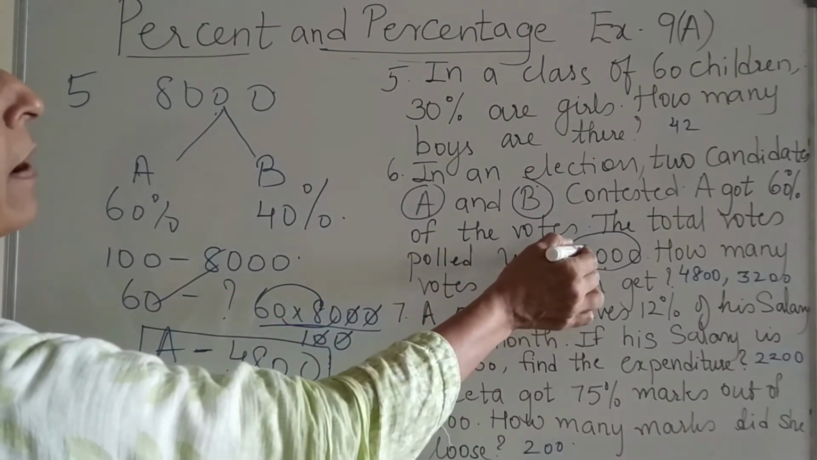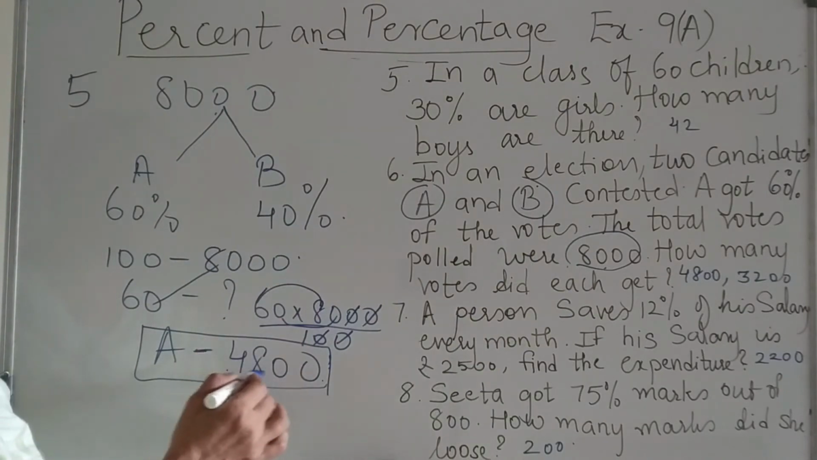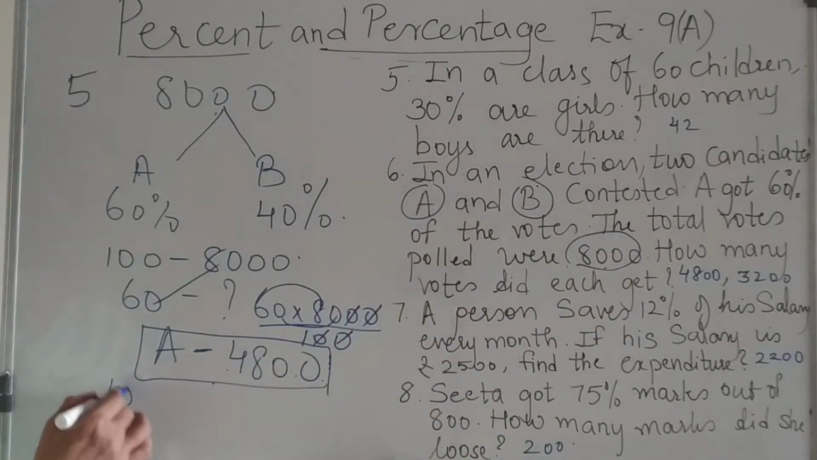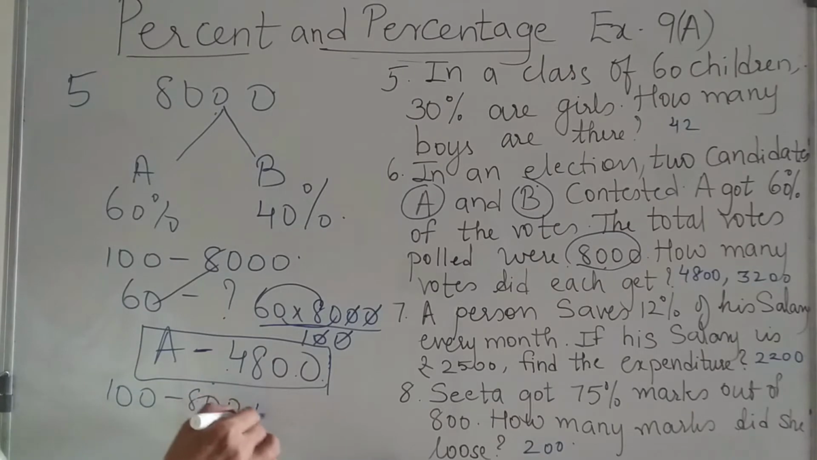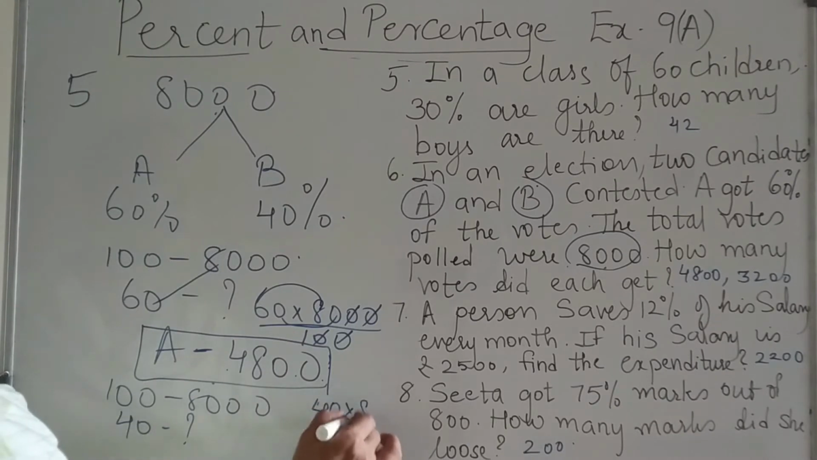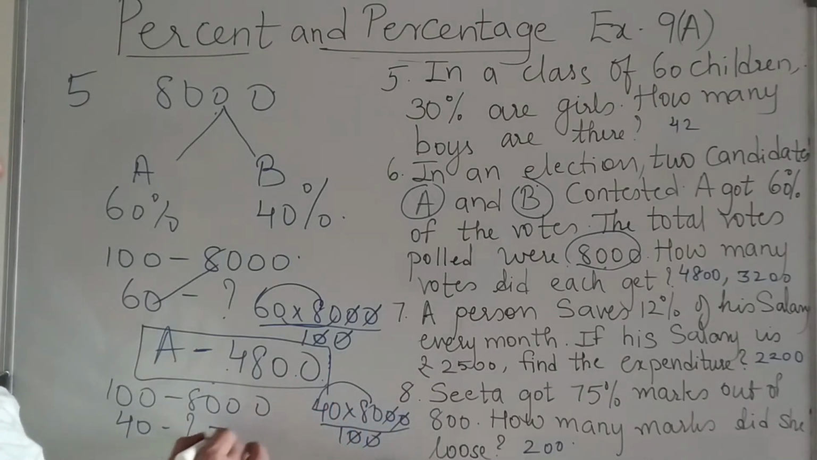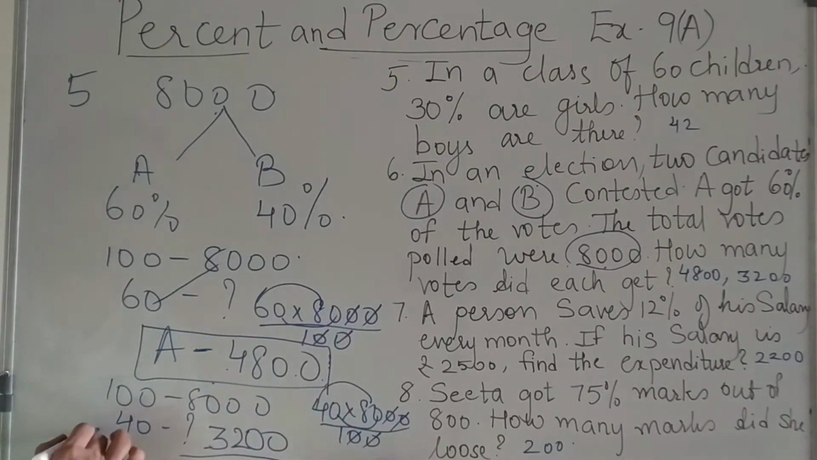You can either minus this 4,800 from 8,000, or you can do it in this similar manner. 100% vote is 8,000. So 40%, how much? 40 into 8,000 by 100. 20 gets cancelled. 8 4s are 32. So 32 and these 2 zeros, 3,200. So candidate B, how much is he getting? 3,200. So here for both the candidates, you have got the answer.